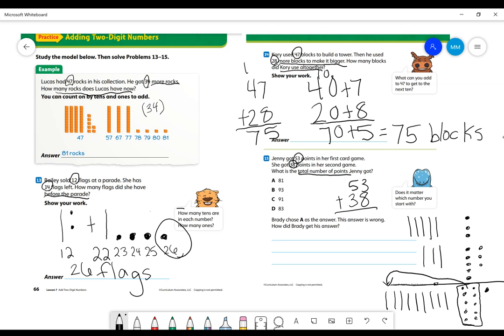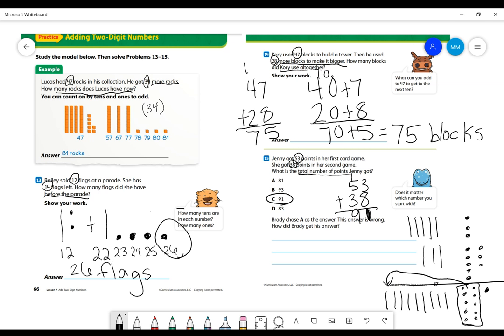So now I can solve it up here too. This shows a picture of how we can solve this. So in 3 plus 8, we had 11 ones. So our 1 one will hang out with the ones. My 10 will move up. 5 plus 1 is 6, and 6 plus 3 is 9. So 91 is the number of points she had.